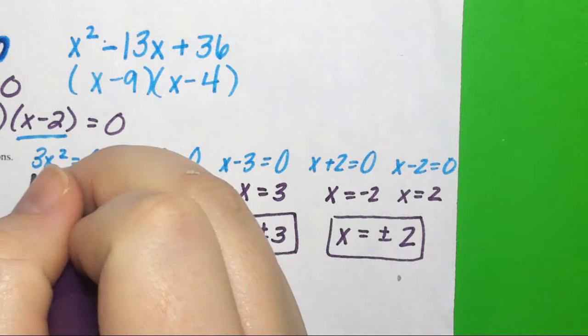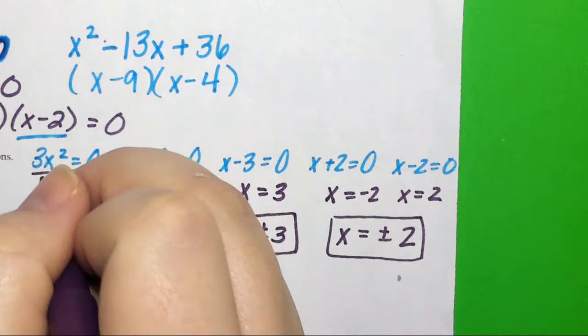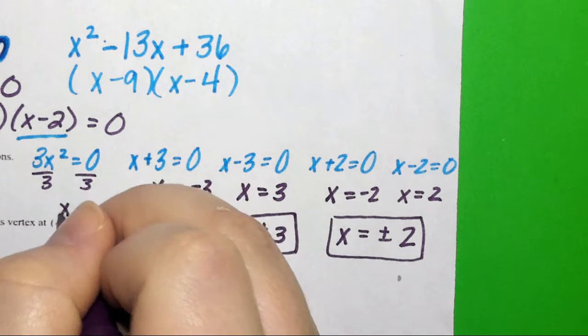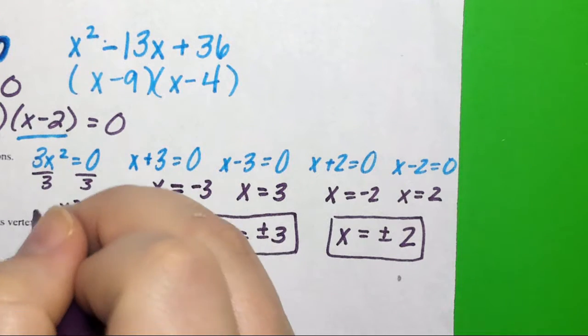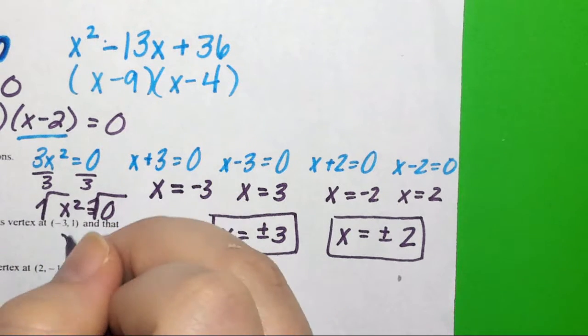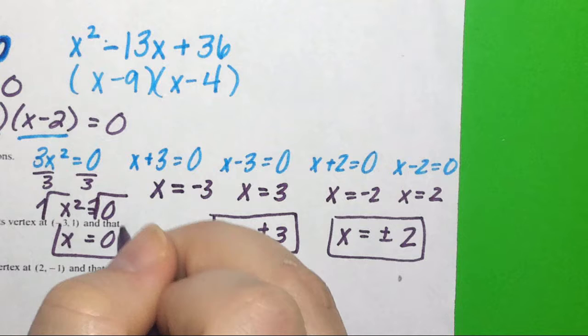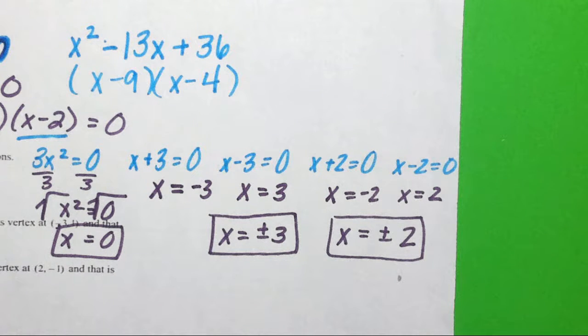2 gets the point. So if we divide by 3, we would have x squared equals 0. To get rid of that squared, we take the square root of both sides. The square root of 0 is still just 0, so our answer is 0. So those are our 5 answers.